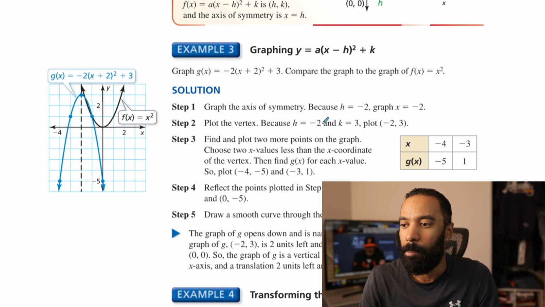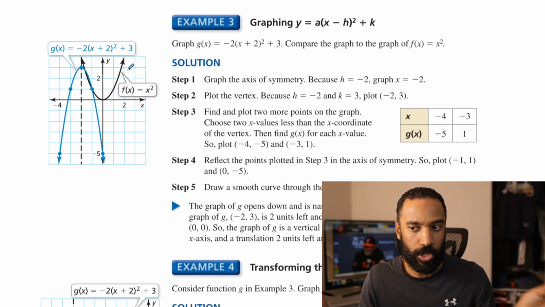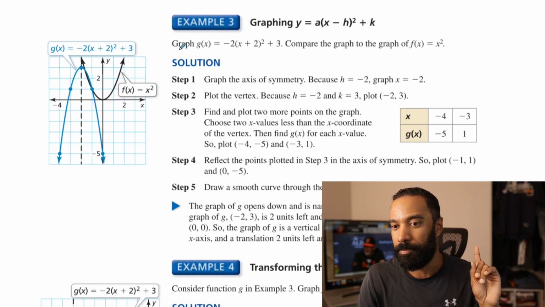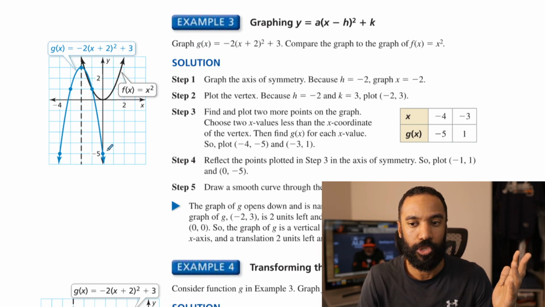It goes upside down. But your vertex is at -2, 3. We start with plotting that right there. And then, like I said, they're going to use tables. They're going to reflect across points and all that kind of stuff. I'm going to just plot points. Over 1 down 2, over 2 down 8.